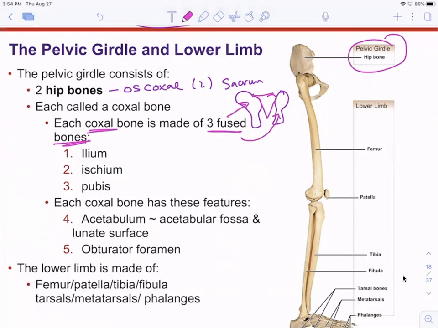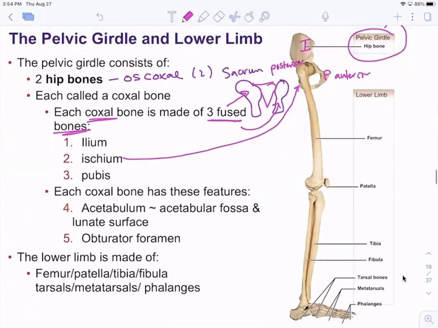And the top bone is the ilium. So the ilium's up here. The ischium is down here. We kind of call it our butt bone. And then the pubic bone is in the front. This is anterior, and this is posterior.